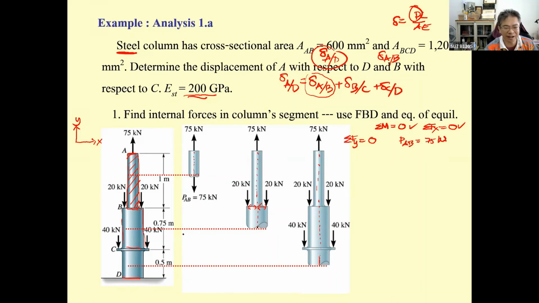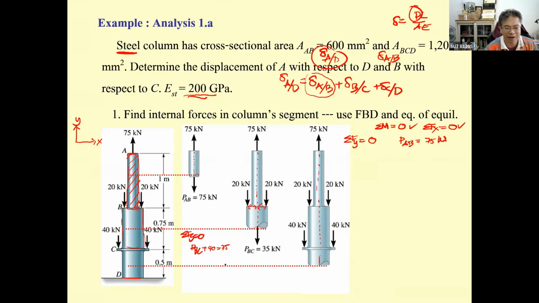Okay, and for the second one, summation of F sub y equal to 0. This is going to be P sub BC. And then what we have is 75 is up. So if you say this is downward, that is going to be plus 40, equal to 75. So this one is going to be 35 kilonewton.